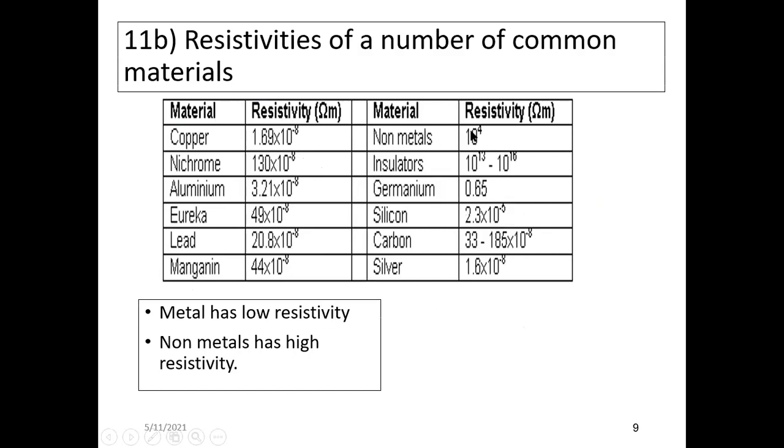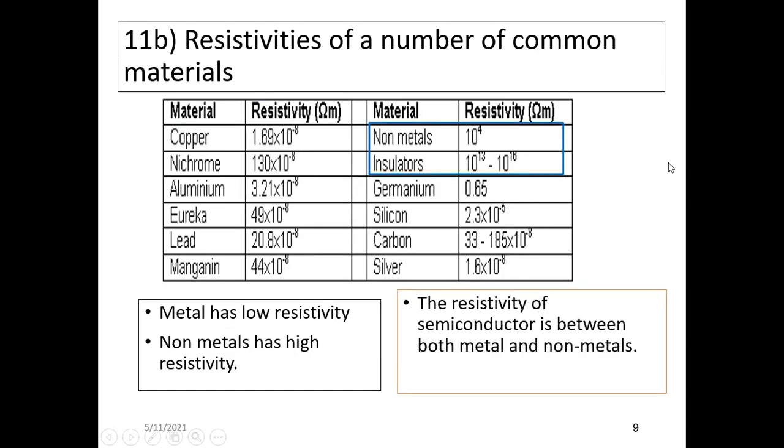Manganese is 10 to the power 4. Insulator is 10 to the power 13 to 18. That's your insulator. The resistivity of a semiconductor, germanium and silicon, is high compared to metal, but lower than non-metal, lower than insulator. That's all we need to know roughly. Don't need to know the exact value. Know it roughly so that in the exam when we calculate, we know whether we have made a mistake or not. It's 10 to the power -8 here.